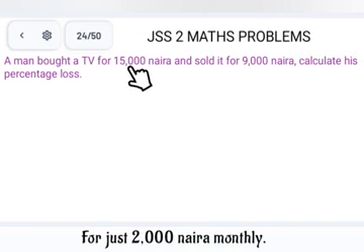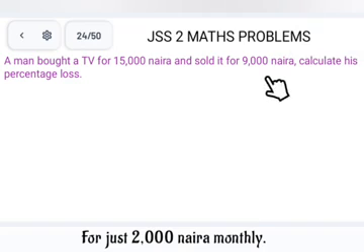It's just 15,000 naira, 9,000 naira. There is no percentage sign. So they're now saying calculate his percentage loss. That means in our final answer there should be a percentage sign. So now the question is, how do we get to that final answer where we attach our percentage sign? How do we get to that final answer?